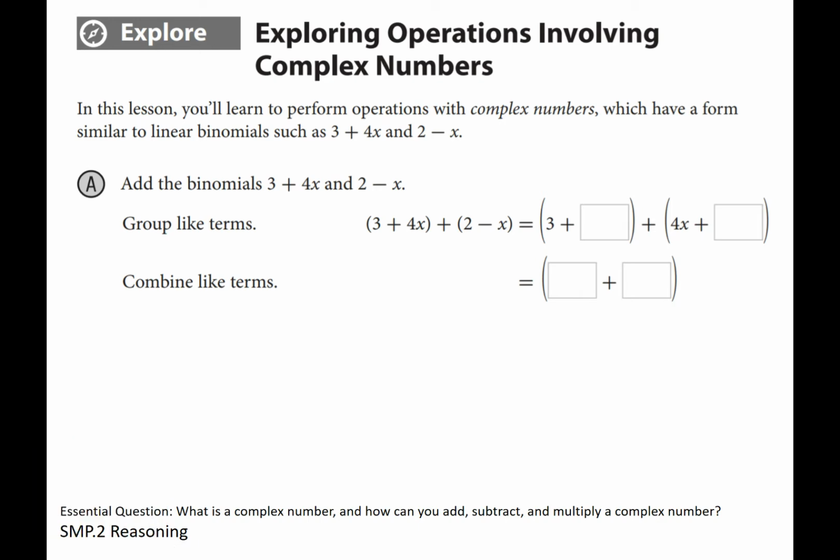In this lesson, you'll learn to perform operations with complex numbers, which have the form similar to linear binomials, such as 3x plus 4 and 2 minus x. So what they want us to do is add those two numbers up. I probably wouldn't do it the way they're doing it. I would probably just add them together the way they are, but they're asking us to group them first. So we're going to group those two together. We're going to group these two together. And then you're going to add the like terms. So 3 plus 2 is 5, and 4x minus x is 3x.